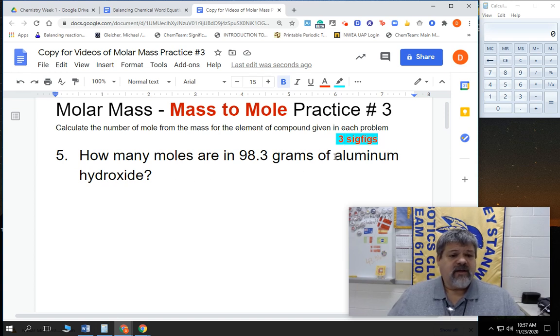And so the first thing is we have aluminum hydroxide. There are no Roman numerals. Aluminum is a metal, so is it type 1 or type 2? Since there's no Roman numerals, we know that it's type 1. So we can find a charge for aluminum.